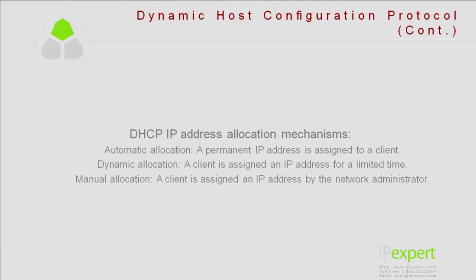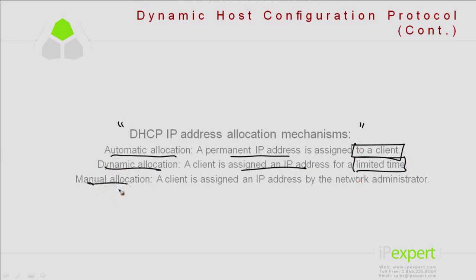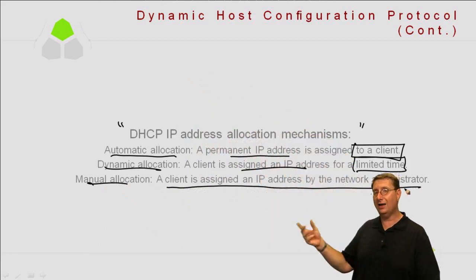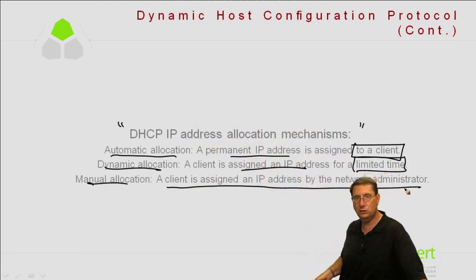Now, what we need to recognize here is DHCP gives us the capability of being able to allocate these addresses in different fashions. For instance, we can use automatic allocation, where a permanent IP address is going to be assigned to a client. We have dynamic allocation, where we're going to get IP addresses, but we're only going to use them for a limited time. The last element here is manual allocation, where the client is going to be assigned an IP address by the network administrator. So that's the way we've been doing things to date. I go under the interface, I apply an IP address, and everything's good to go.